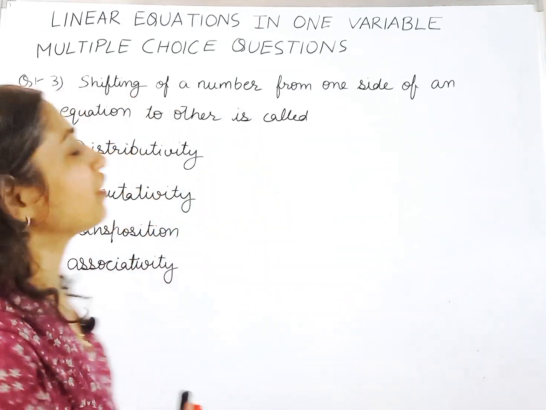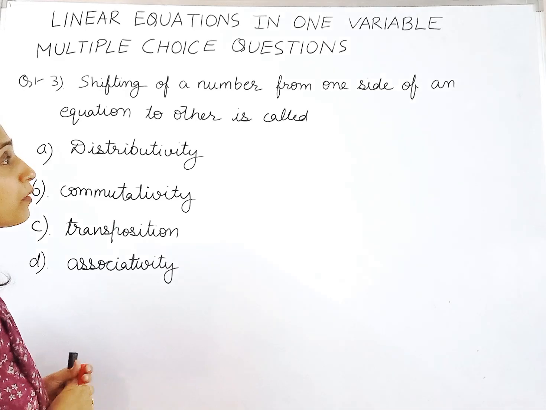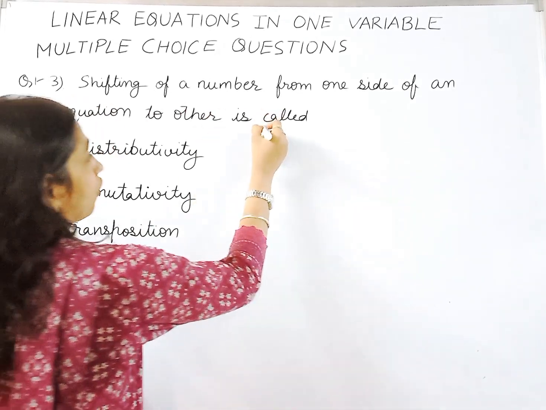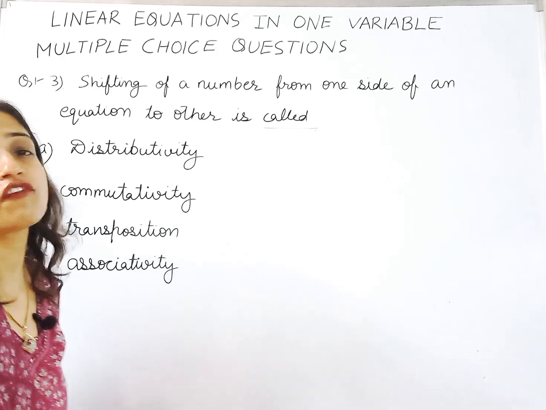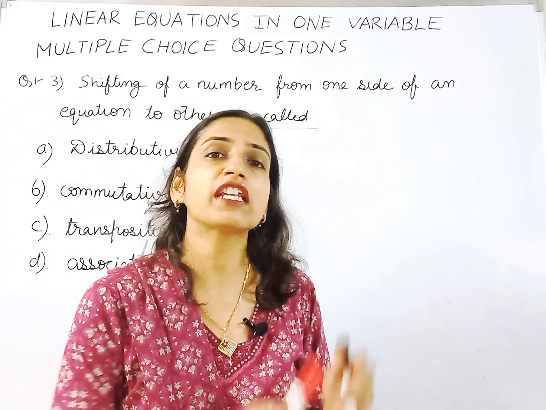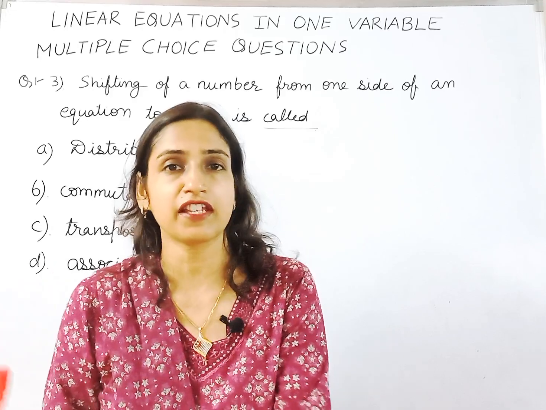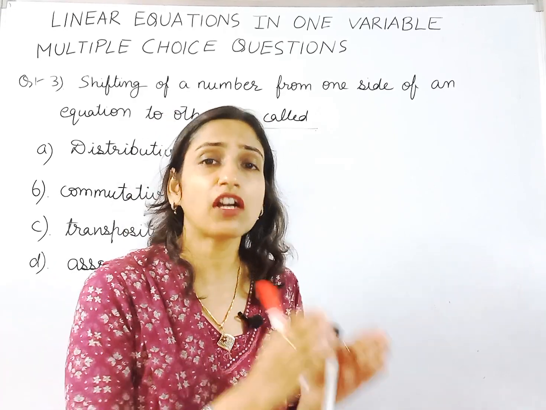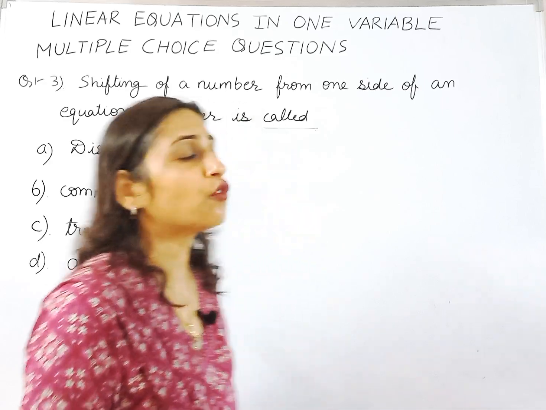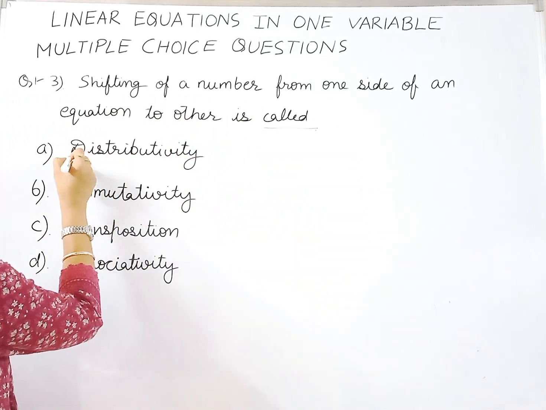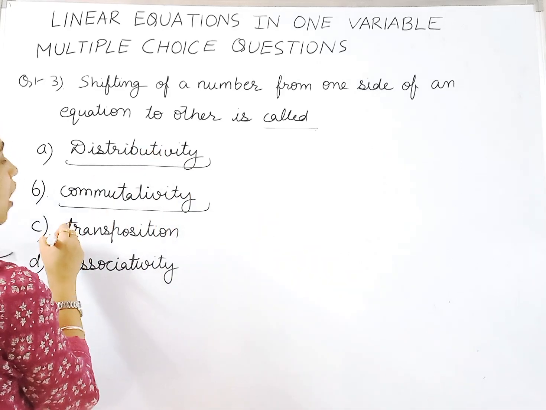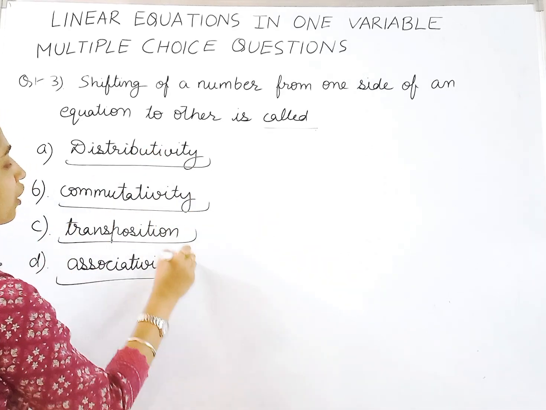The next question is: shifting of a number from one side of an equation to the other is called. We know that whenever we have an equation, there are two sides, the left hand side and the right hand side. Whenever we shift any term from one side of the equation to the other side, that is known as: option A is distributivity, commutativity, transposition or associativity.